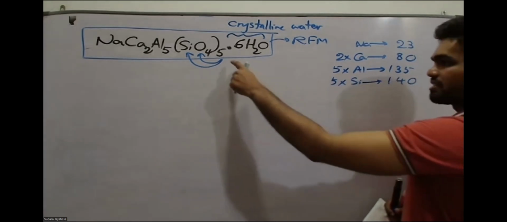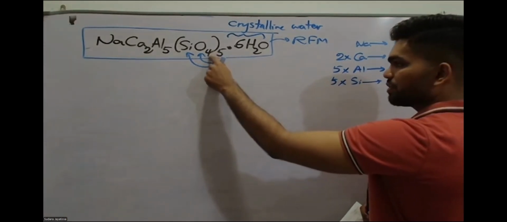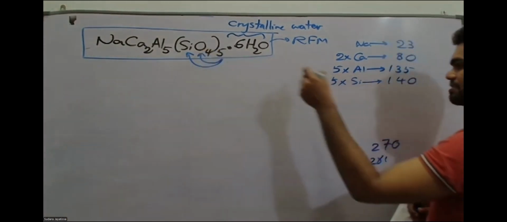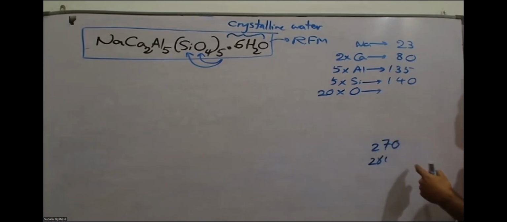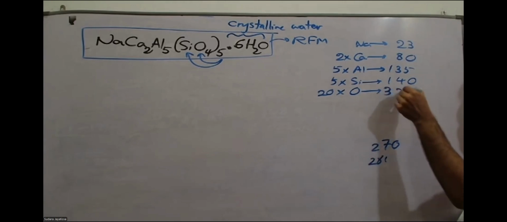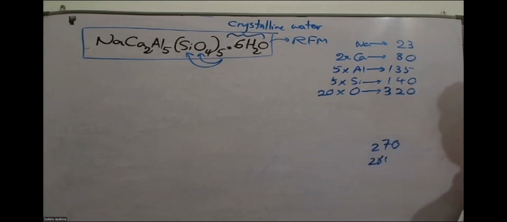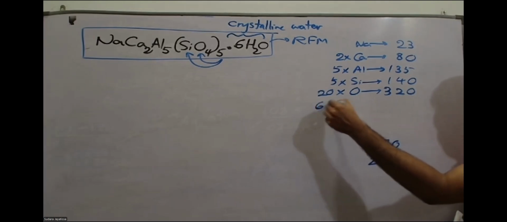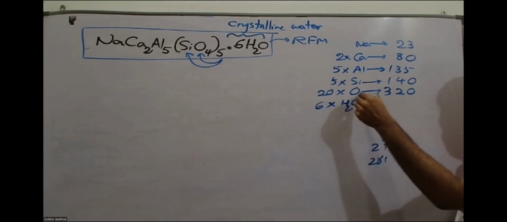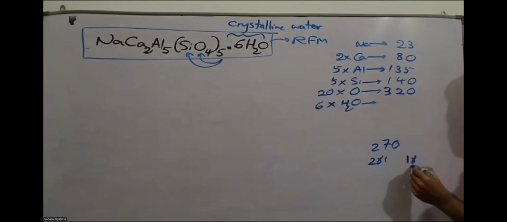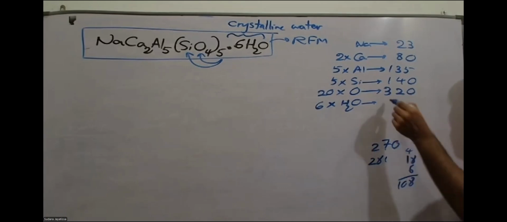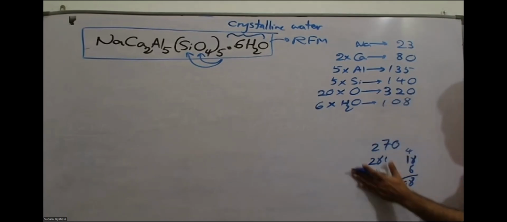And then how many oxygen? It's not just 4, okay? So 4 into 5, 20. 20 oxygen atoms are there. So 1 oxygen is 16. So 10 oxygen is 160. 20 means 320. Okay? And 1 water is 18. So 18 into 6. Okay? So 108. Okay? 108 is coming from 6 water molecules.